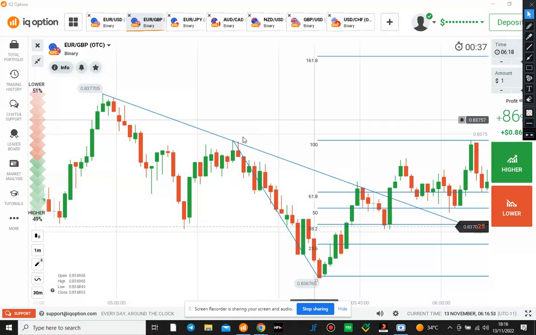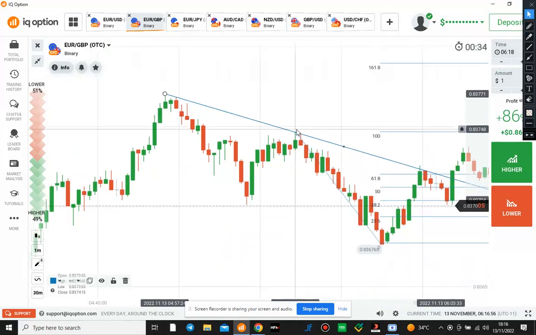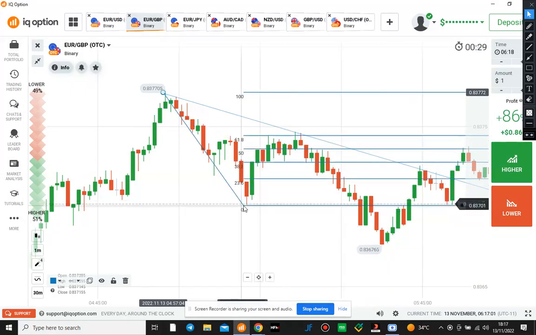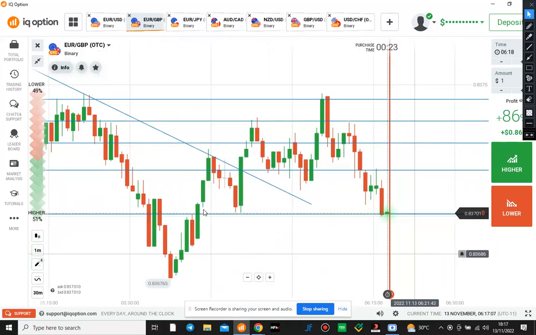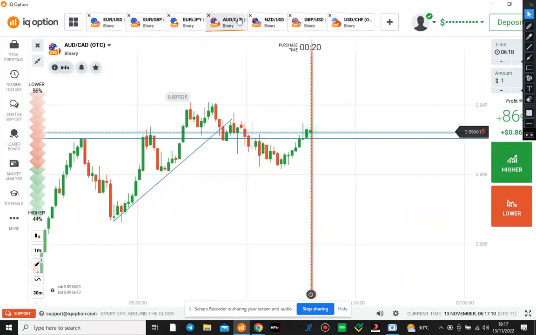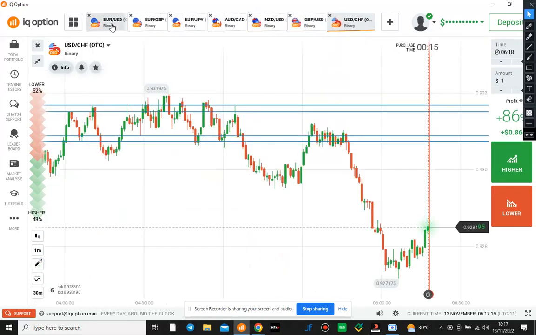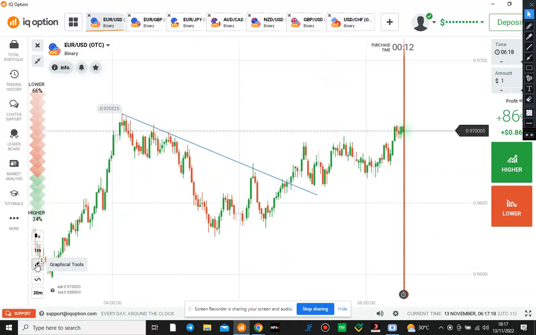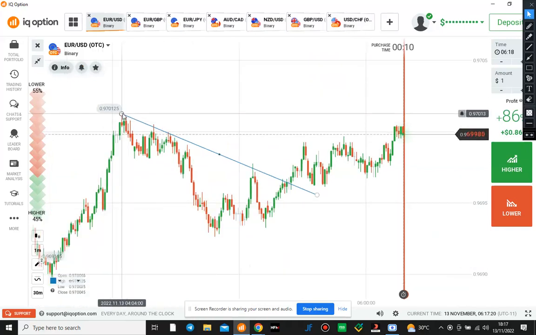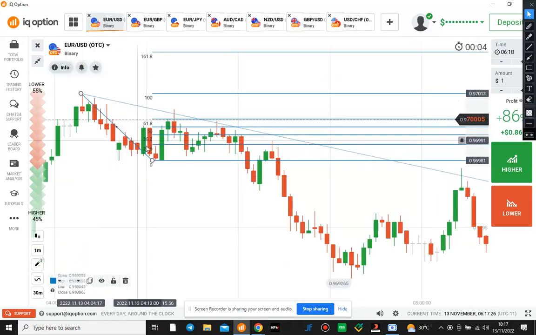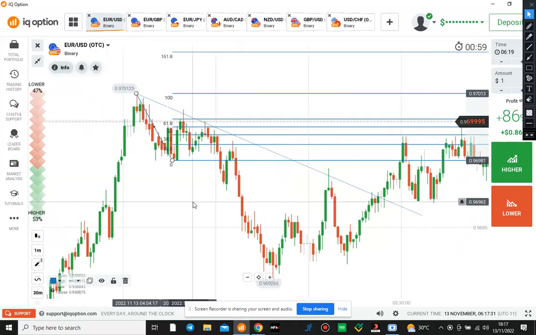Same thing here. The first reversal which occurred here. You can see the price touched the trend line and still reversed to the downside. This is how you trade support and resistance using the trend line, using the Fibonacci retracement. Now, same thing here. From A to B, then C at 61.8 touches the trend line and still reverses.